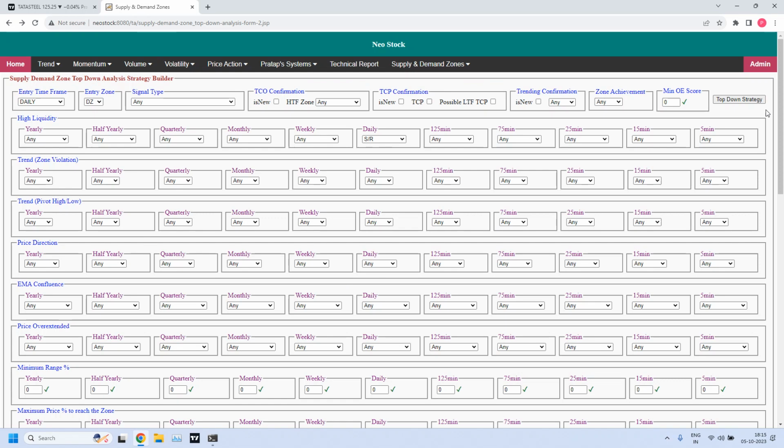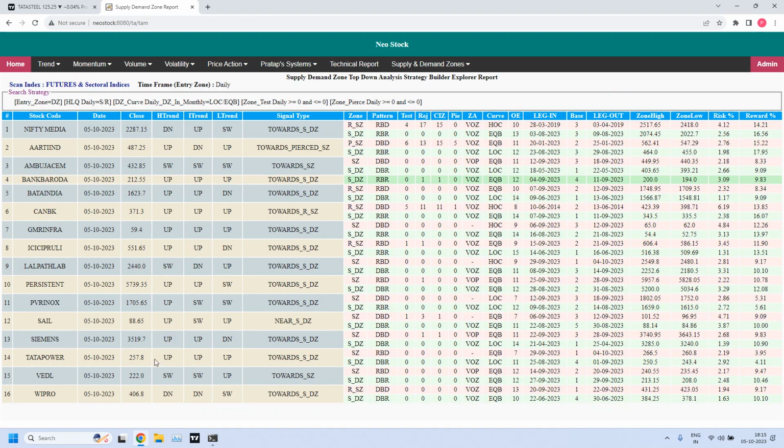So I already selected that parameter and selected the option low on curve and equilibrium. Now let me filter. See, now the number of stocks are 16 only. Now look into the search strategy.